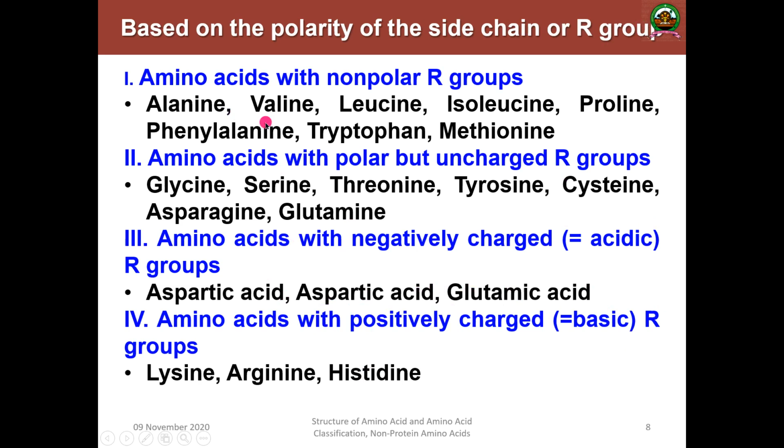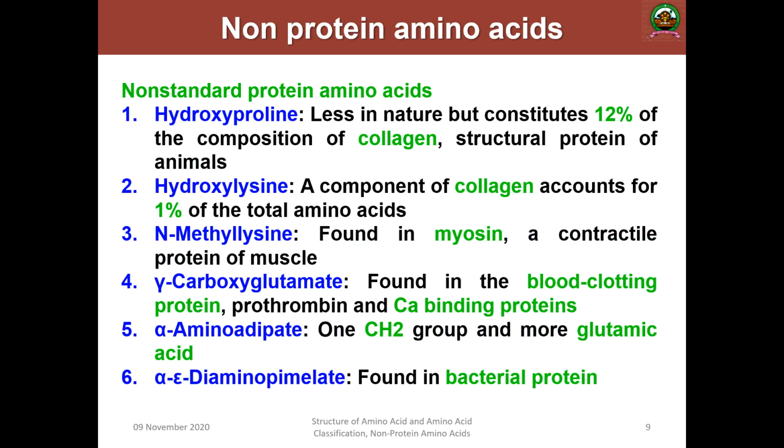So these are the major classifications based on the polarity of the side chain or R group. In addition to this regular classification, there are some more amino acids known as non-standard protein amino acids. They are not normal amino acids. They are present in many biological tissues and act as structural compounds, but they are very rarely present. They are commonly known as non-protein amino acids.